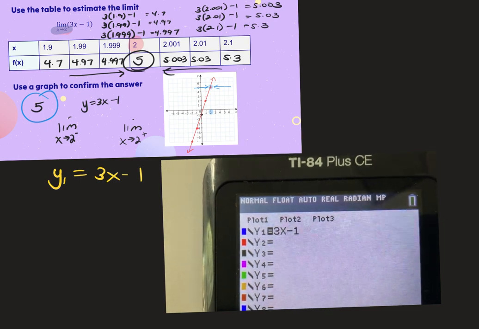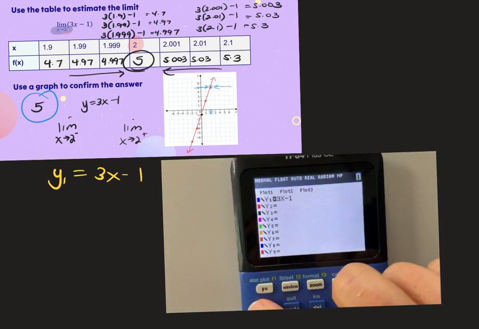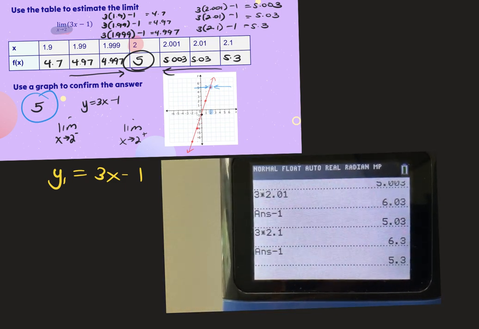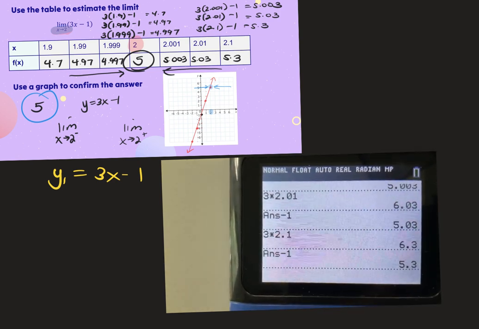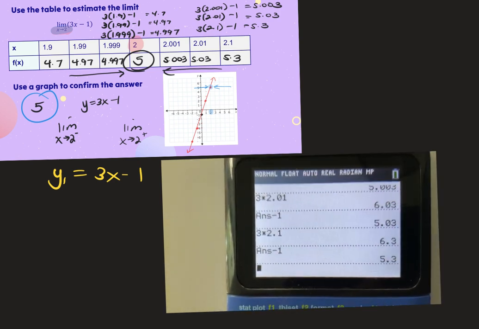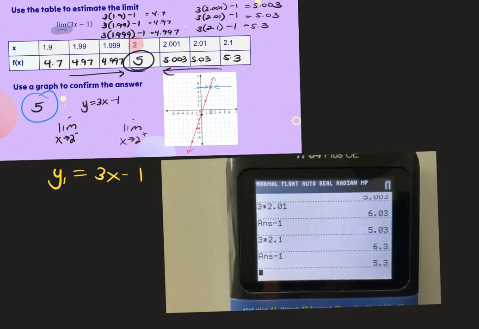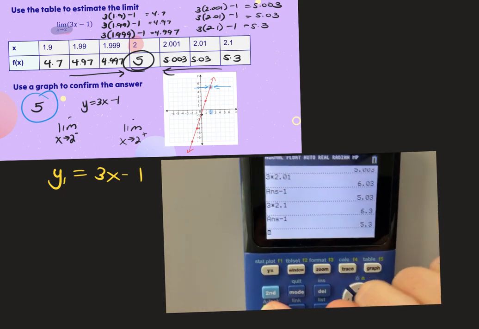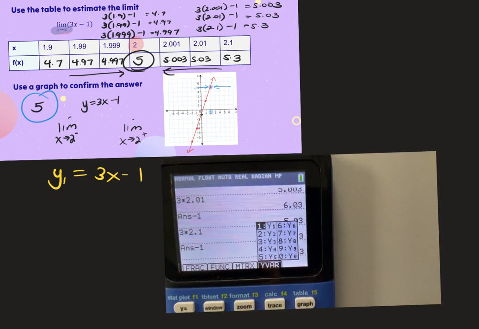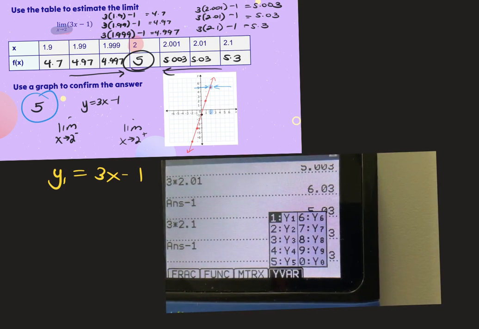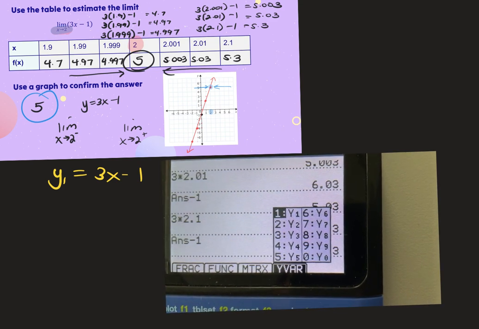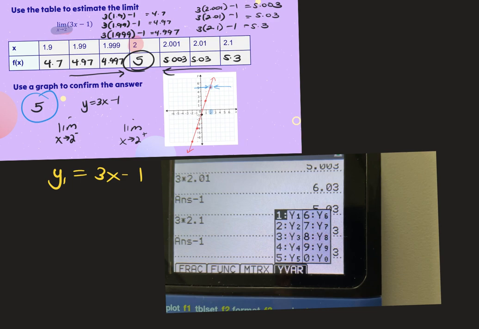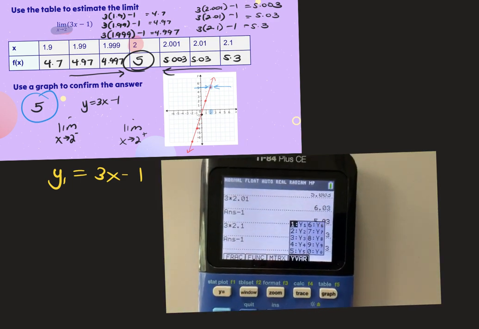Everybody got it typed in? Okay, now I'm going to go back to my home screen, second quit, to get back to your regular screen. And then if I want to know what the value is if I plug in, let's say I'm going to go from left to right on my t-chart, so 1.9, then I can call back up the equation that's in my y1 spot. There's a couple different ways to do this, but the fastest is doing alpha trace. A little box pops up, and it's referring to all the y's that are in there. So if you have multiple equations in there, you can do this with any of them. We only have y1, so I'm going to hit enter on y1.